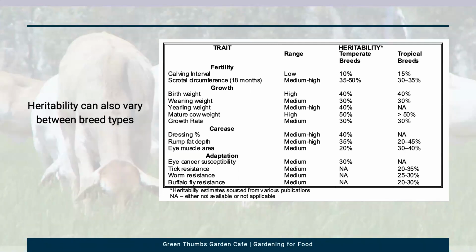There's also a bit of variation between breed types. This chart shows very similar ranges of heritability, but you'll notice there is a little bit of a range between temperate breeds and our tropical breeds. So there is the opportunity for us to think about how we might use genes and their heritability within our programs to address particular production requirements within our herd.